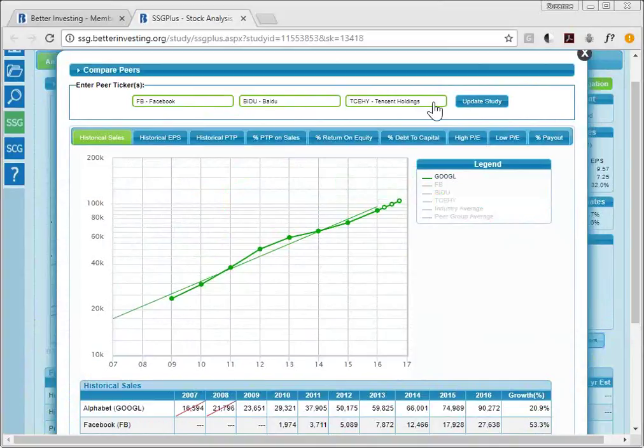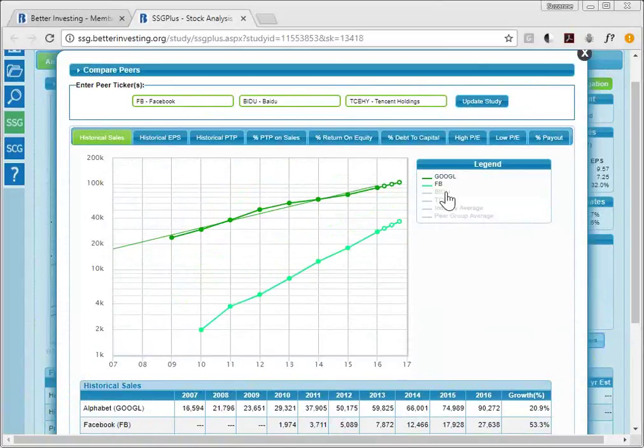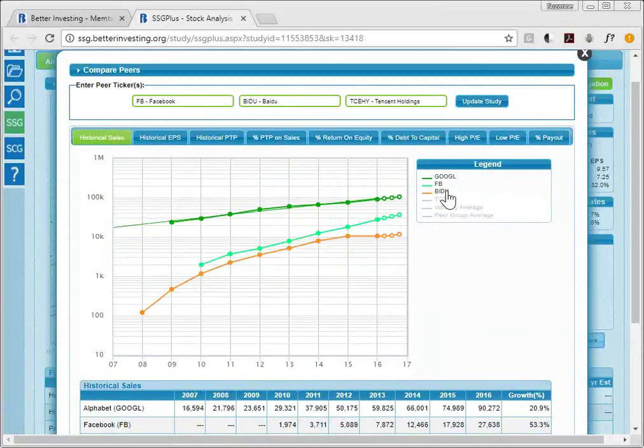Facebook, Baidu, and Tencent. So Baidu is a Chinese company, and it turns out that Tencent is a Chinese company. So we can replace those if we want to. Now let's say we don't know anything about Tencent, don't have any interest. Before you go replacing it, however, if you want to see the information for that company as a comparison, all you're going to do is click on the legend.